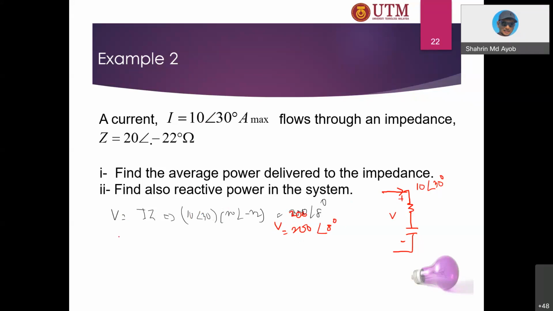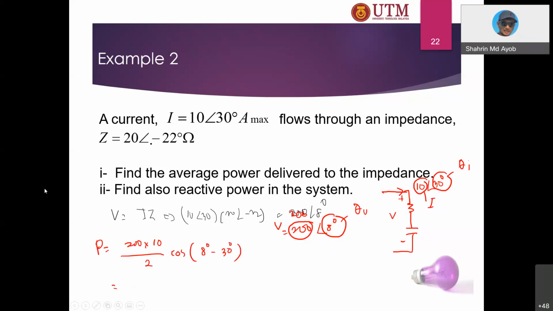So right now I have already obtained my voltage magnitude. This is your theta V, this is your current, and this is your theta I. So you have all the information. Your average power is simply obtained using the equation: VM is 200 multiplied with 10 over 2, cos of theta V minus theta I, 8 degrees minus 30 degrees. So you will obtain the value of power.